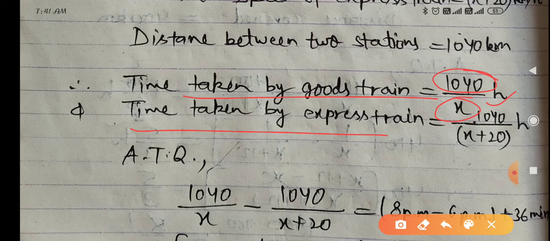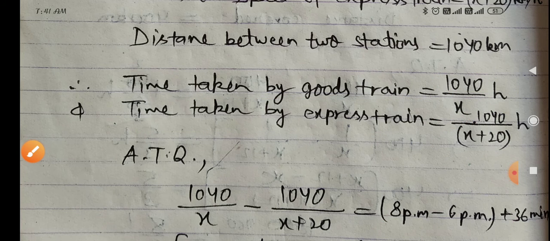Time taken by express train is equal to distance covered by express train upon speed of express train. So distance covered by express train is 1040 and speed of express train is x plus 20 km per hour. So time taken by express train will be 1040 upon x plus 20 hours. That's why I have written 1040 upon x hours is the time taken by goods train, and 1040 upon x plus 20 hours is the time taken by express train.